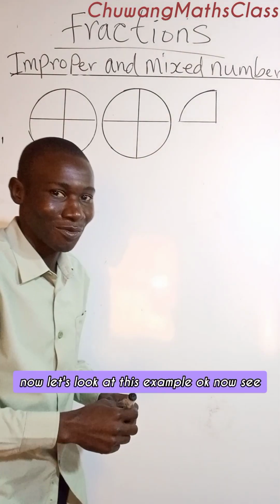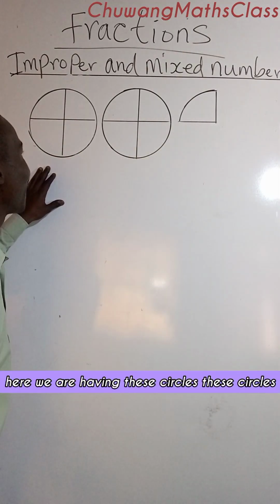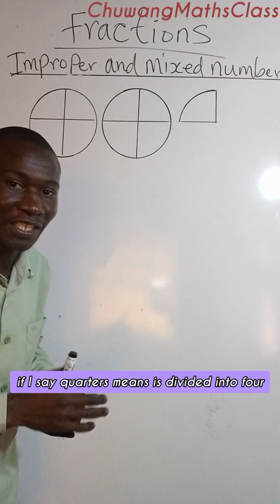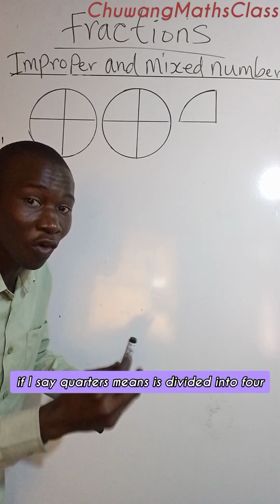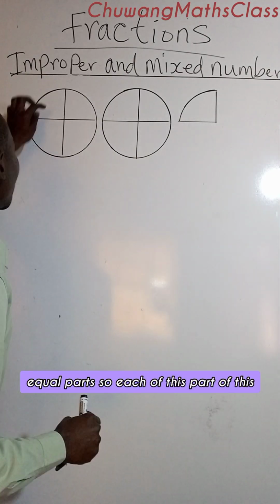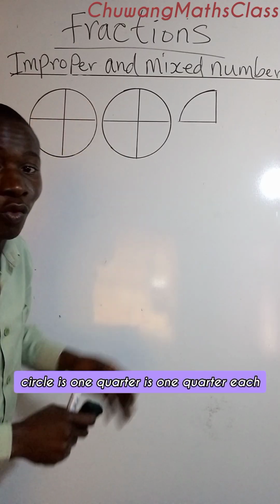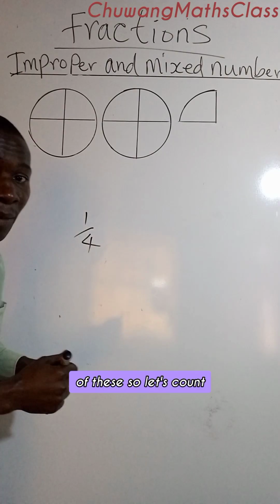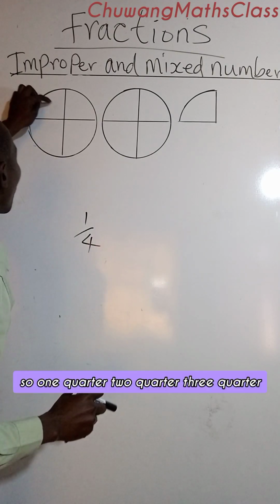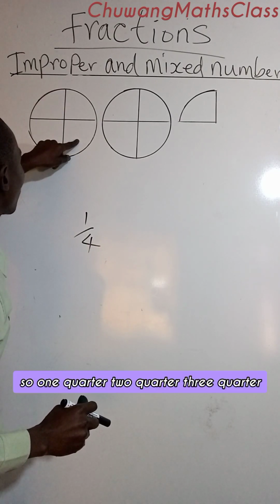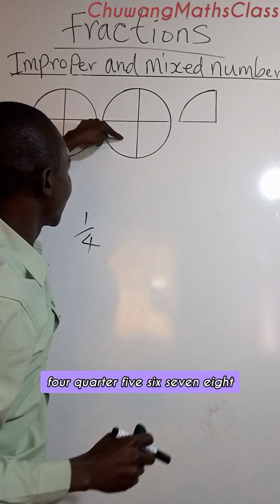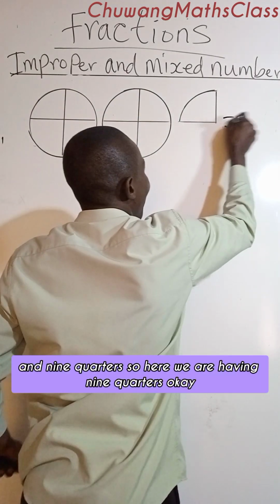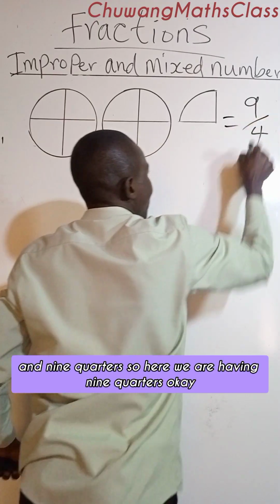Now let's look at this example. Here we have these circles. These circles are divided into quarters. If I say quarters, it means it's divided into 4 equal parts. So each part of this circle is 1/4. Let's count how many quarters we have on the board. 1/4, 2/4, 3/4, 4/4, 5, 6, 7, 8, and 9 quarters. So here we have 9 quarters.